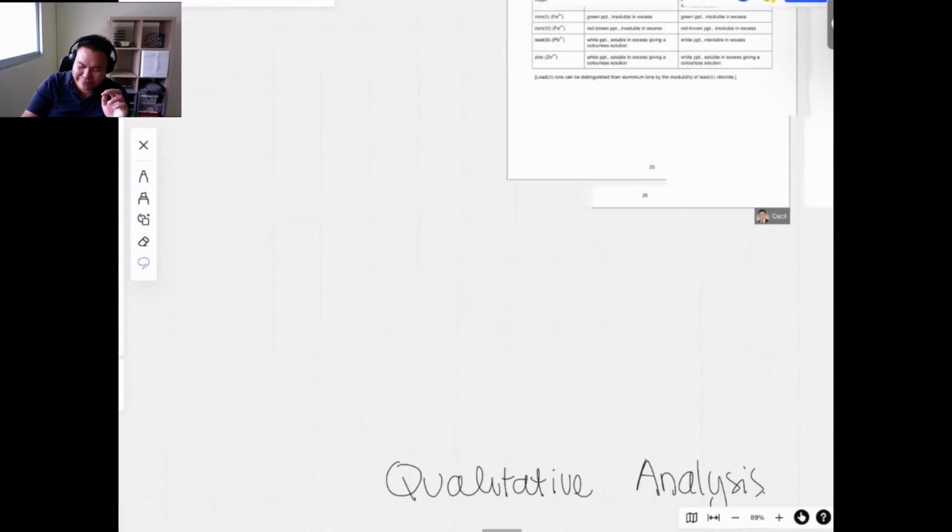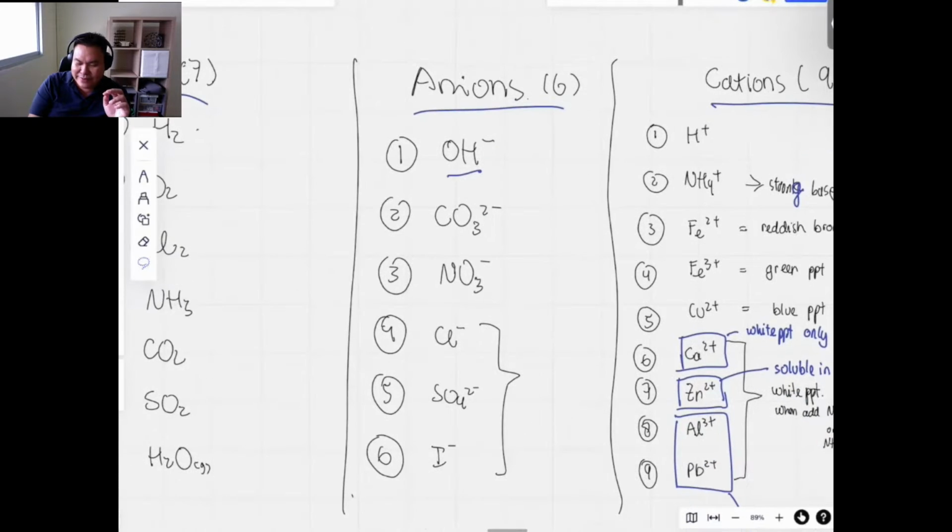So we have OH minus. How to test? Acidic or alkaline? Litmus paper. It's alkaline. Then from red to blue. Good. You put the litmus paper to solution.